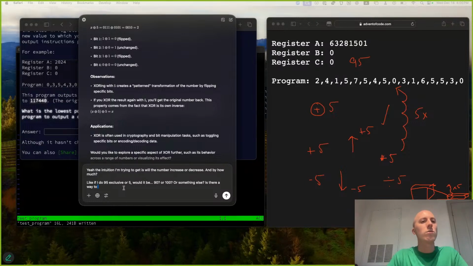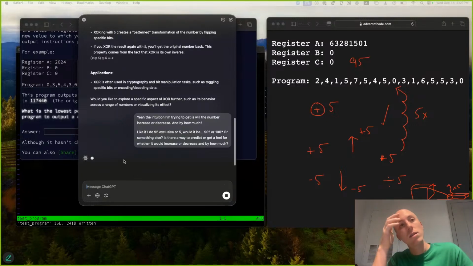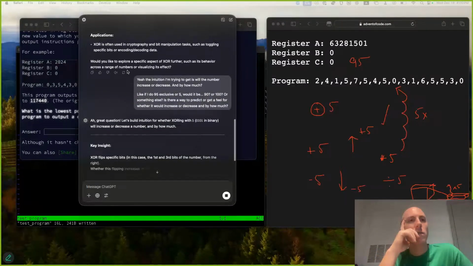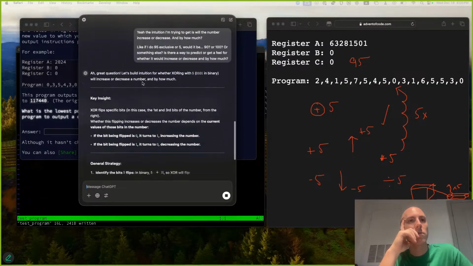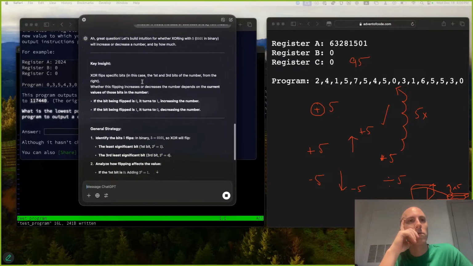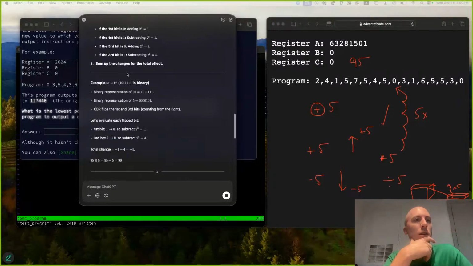Is there a way to predict or get a feel for whether it would increase or decrease, and by how much? Okay, I forgot about that. XOR just flips the bits. No, it doesn't flip the bits. It only flips the bits if it's like a 1 and a 0. Yeah, whatever. General strategy.